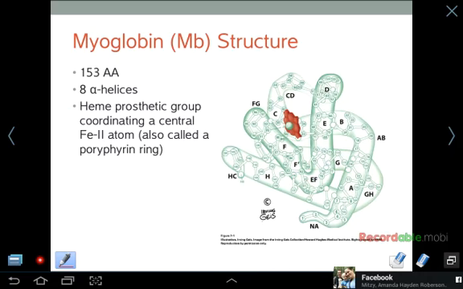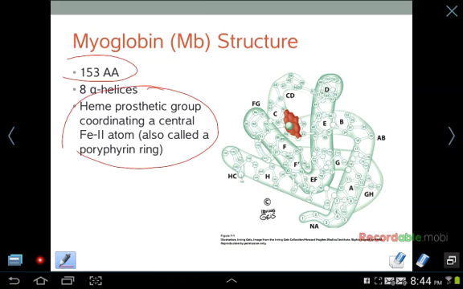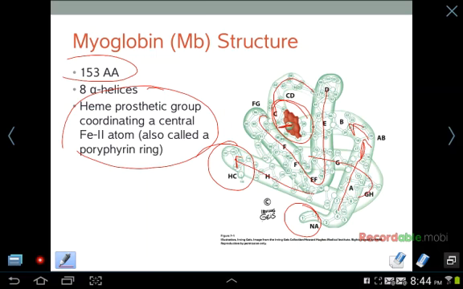So let's get a little more in depth in myoglobin structure. As we can see, in myoglobin we have 153 amino acids that we already said, 8 alpha helices, and the heme prosthetic group that coordinates an iron 2 atom in the center. So here's our heme, and there's our iron. You can see it's coordinated in the middle of the heme ring. We have our N-terminus and our C-terminus. And then we have our alpha helix, the A, B helix. Then we have C, D, E, F, G, H, so on and so forth.